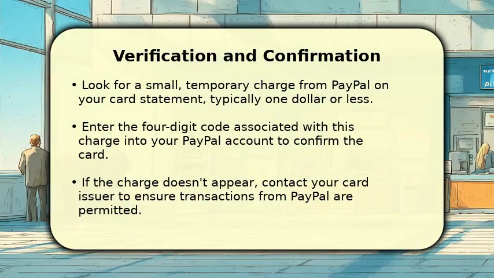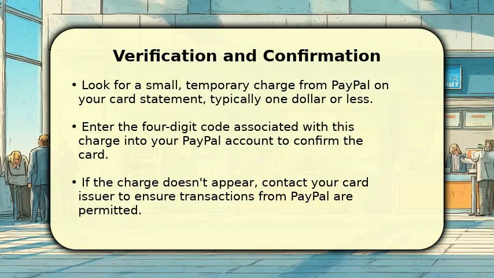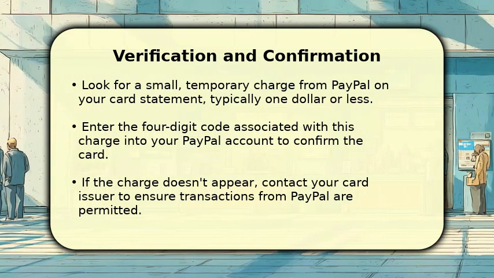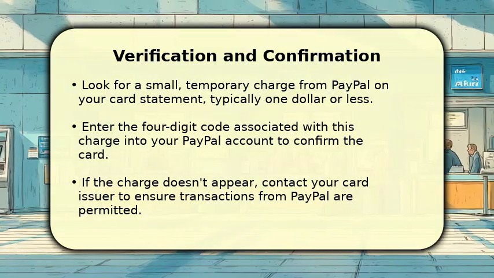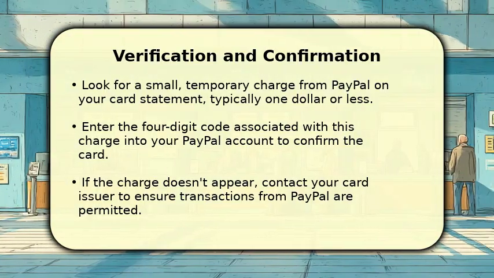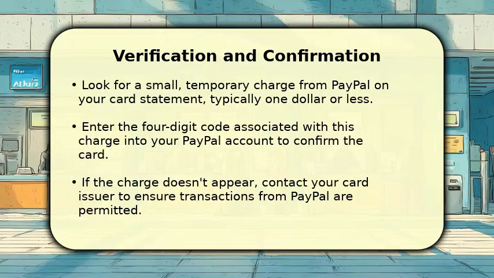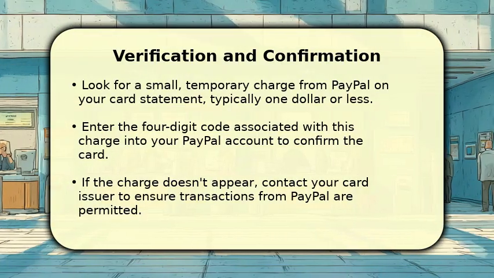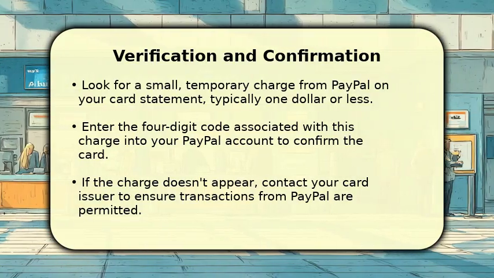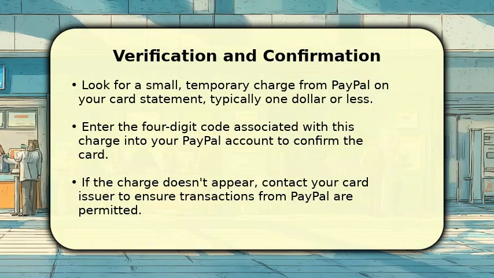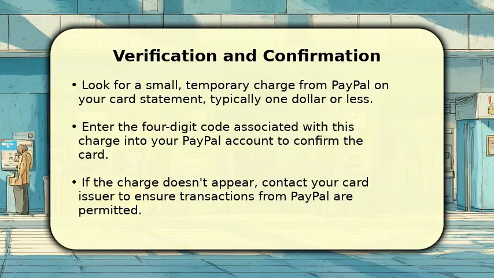After attempting to link, PayPal often places a small, temporary charge on your card, usually less than $1. You'll find a unique 4-digit code next to this transaction on your online statement. Enter this code into your PayPal account to verify the card. If you don't see this charge within 2 to 3 business days, it's wise to contact your card issuer to confirm they are allowing these types of transactions.